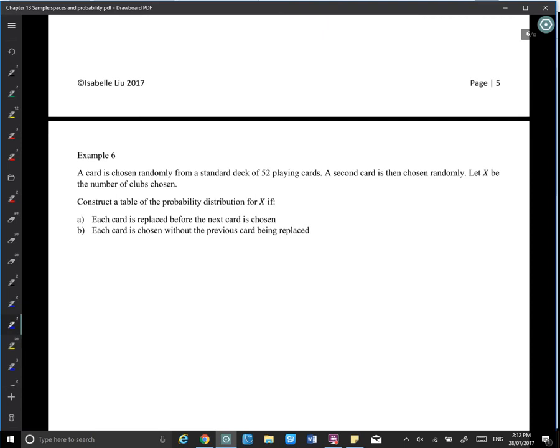What does X represent? The number of clubs you have chosen. How many cards have you chosen? Two. How many clubs can you have? 0, 1, 2. Okay, so you will see what you actually have done. You have to select 2 cards from this. You can have 0, you can have 1, you can have 2. So now it's sure that X can be 0, 1, and 2. That's only 3 possible numbers you can take.